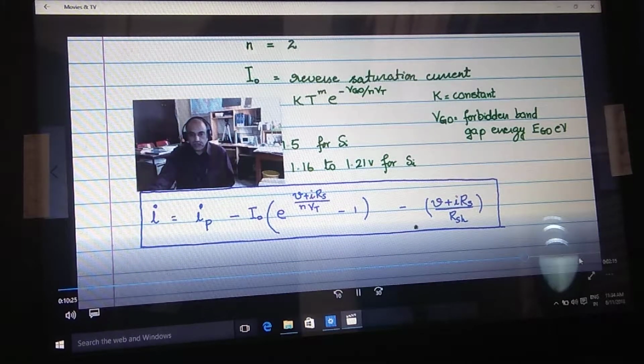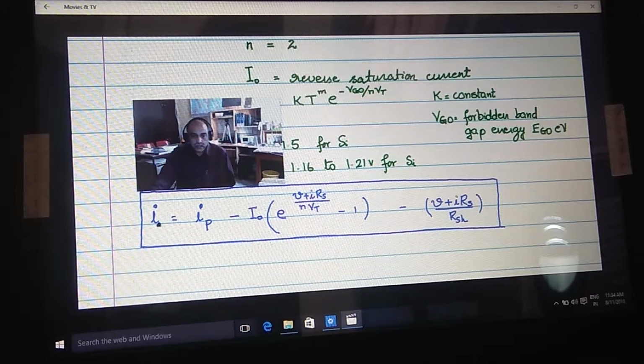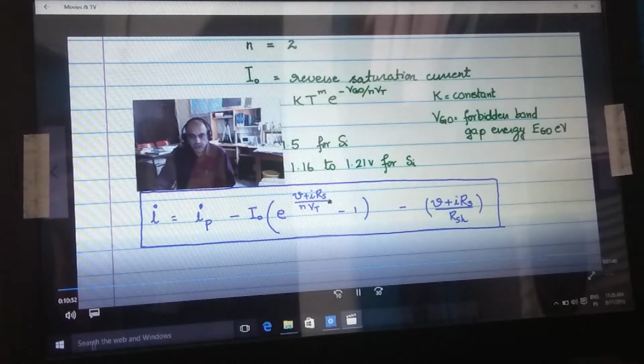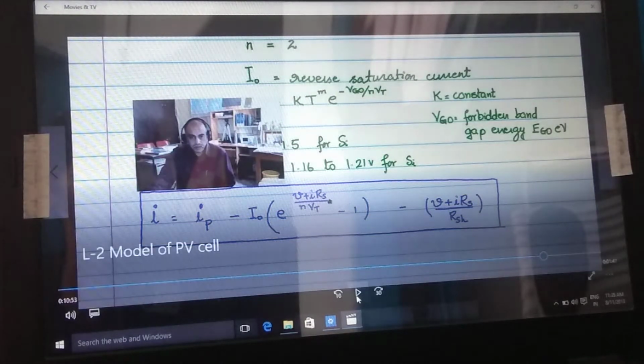Now a word of caution at this point: you see that the terminal current I is a function of itself, I appearing here in the equation. So this means that this is an acausal equation, which means that the present state of I is dependent on the present state of I itself. It is an algebraic equation.